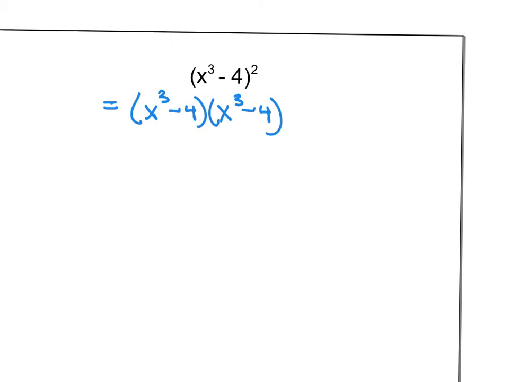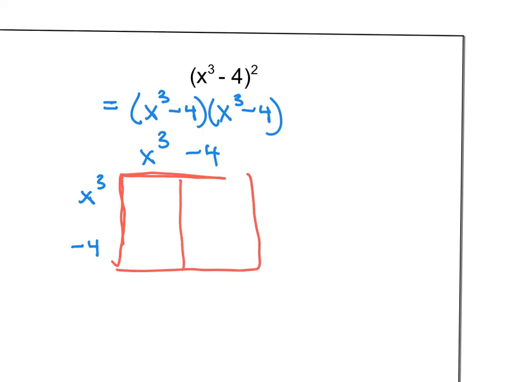I'm going to use my area model to make sure that everything gets multiplied properly. So down the left, I'll have an x cubed and a minus 4, and across the top, I'll have an x cubed and a minus 4. So when I finish the box, again, it's just a 4 by 4. I'm going to work on this upper left-hand one first.